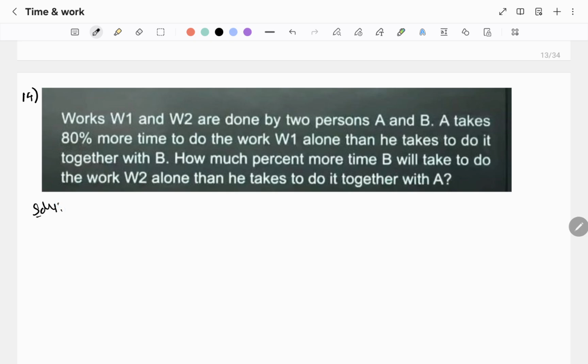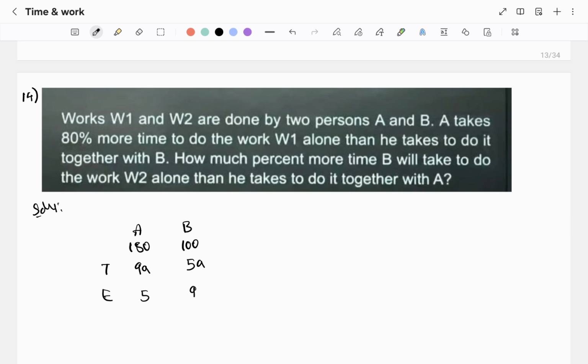Good question. Now work 1, work 2 they are saying are done by two persons A and B. A takes 80% more time to do the work 1. So A is taking more percent. So let us assume B is 100. So A will be 80% more, so 180. Now time ratio will be 9:5, means 9s and 5s. Then efficiency ratio will be 5, 9. Means let us take this as A and B.